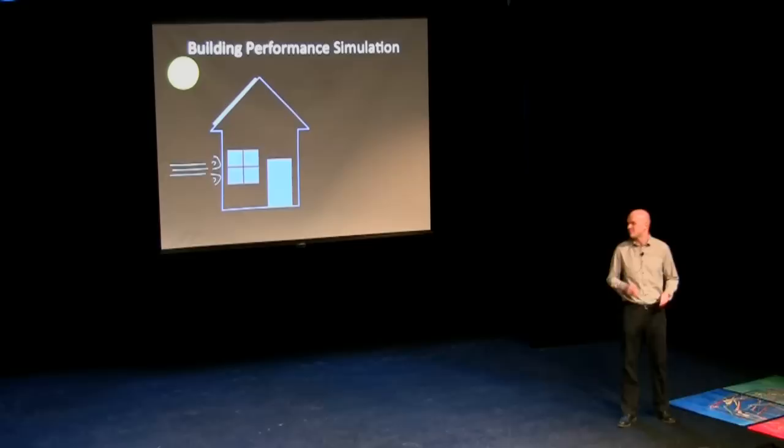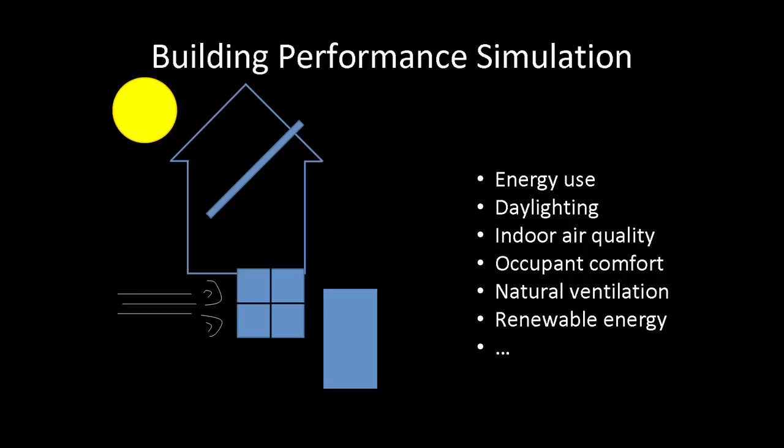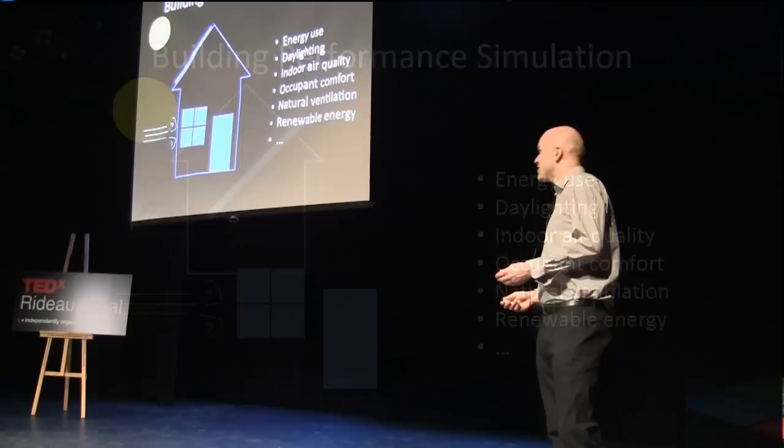Probably the most exciting thing to me is the level of outputs that we can get. So we can find out things about temperature in a wall or very obscure things, but also high-level metrics like energy use, daylighting, to the point where we can predict how bright the glare will be on someone's monitor or on their face. We could look at occupant comfort, so we can predict whether someone will be comfortable or not, whether they'll be too warm, too cold. We can look at natural ventilation, renewable energy, all these sorts of things.